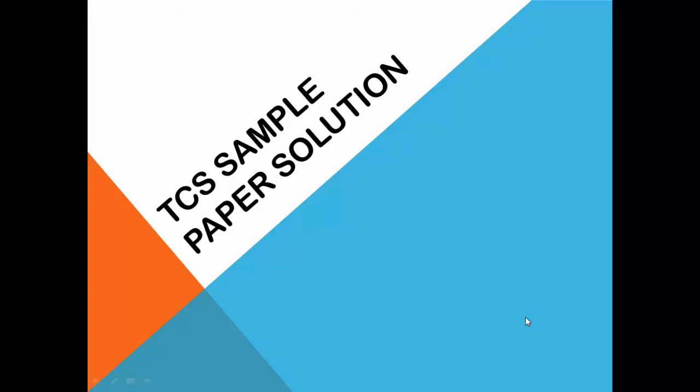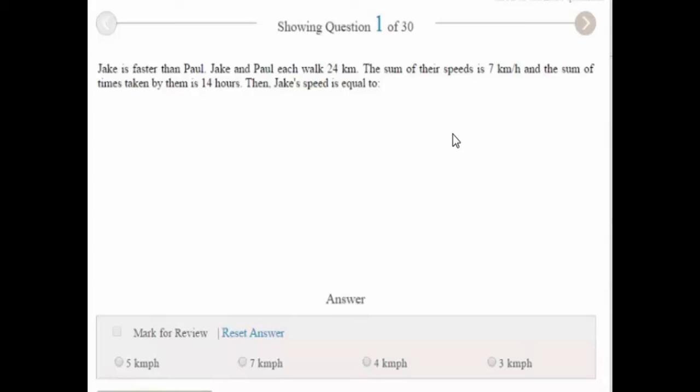TCS sample paper solution or TCS assessment tests. Okay, the first question is: Jack is faster than Paul. Paul and Jack each walk 24 km. The sum of their speeds is 7 km and the sum of time taken by them is 14 hours.